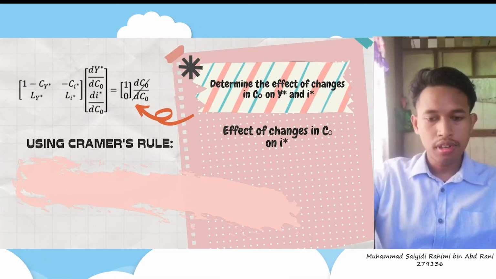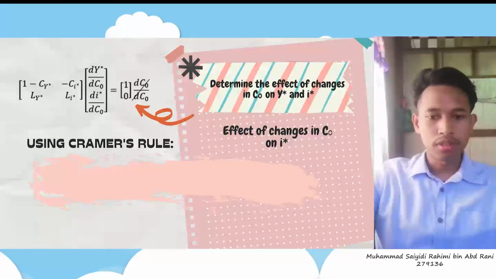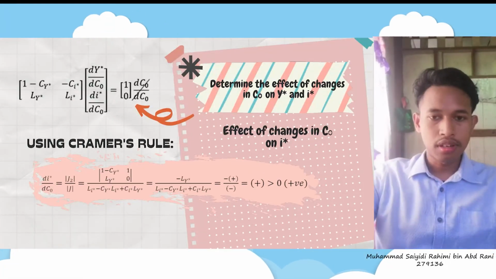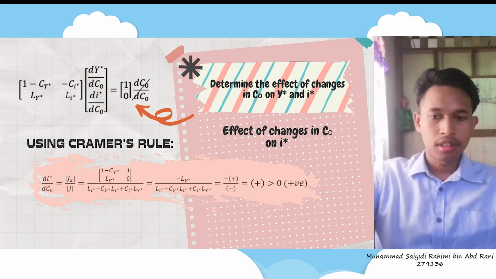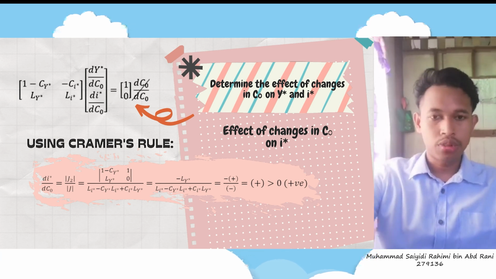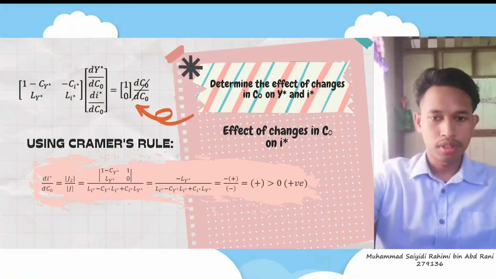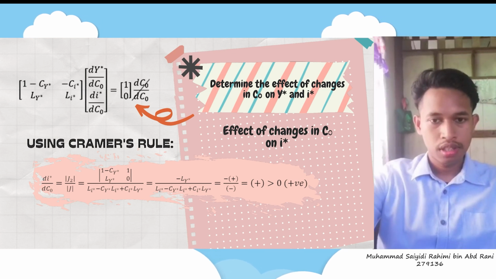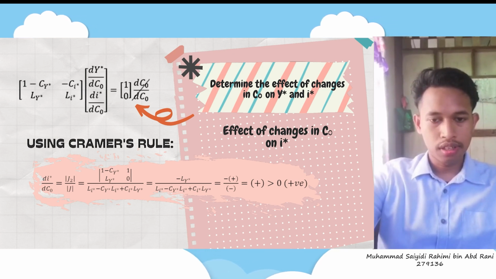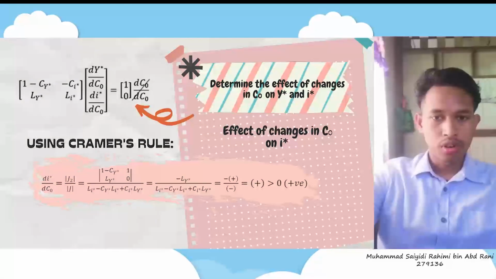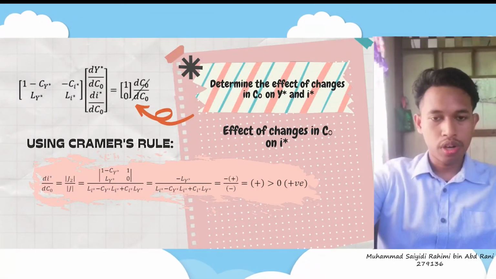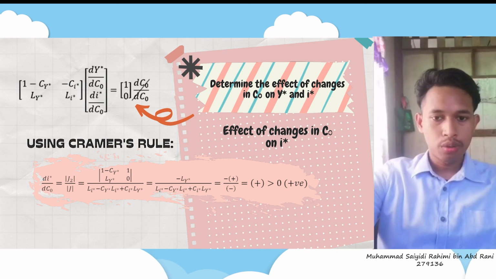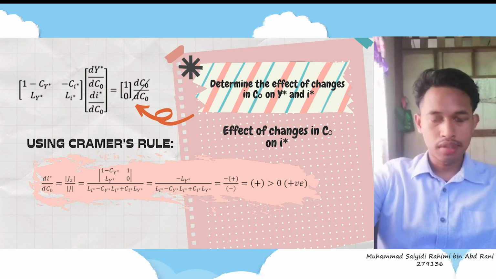For changes of C null on I star, we need to use the same rule, which is Cramer's rule. We need to write dI star over dC null. dI star refers to J2 while dC null refers to J. After that, we need to substitute the values into the equation, and the final answer we get is negative Ly star over Li star minus Cy star Li star plus Ci star Ly star. And we also get a positive relationship.